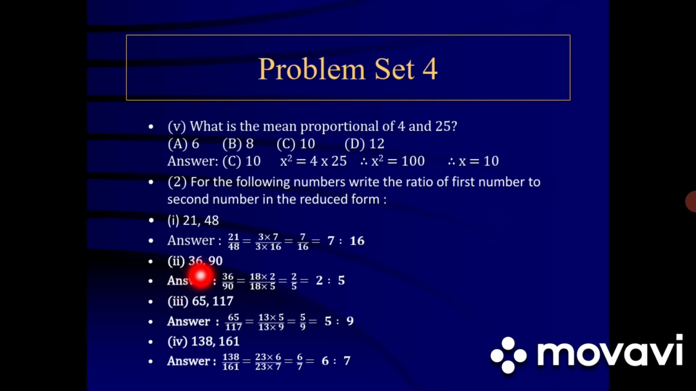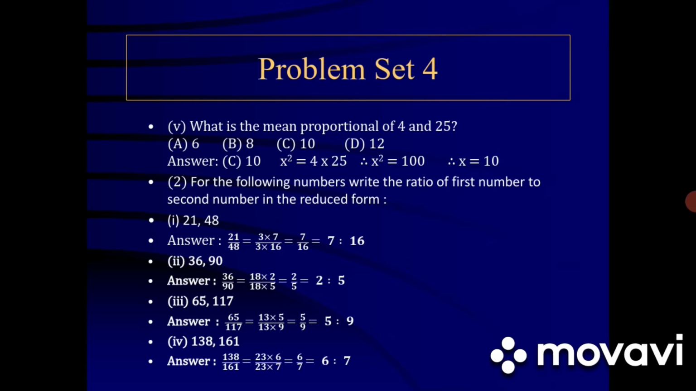Subdivision 2. 36, 90. Solution: 36 upon 90 is equal to 18 into 2 upon 18 into 5, and that is equal to 2 upon 5, and that is equal to 2 is to 5. Subdivision 3. 65, 117. Solution: 65 upon 117 is equal to 13 into 5 upon 13 into 9, and that is equal to 5 upon 9, that is equal to 5 is to 9.